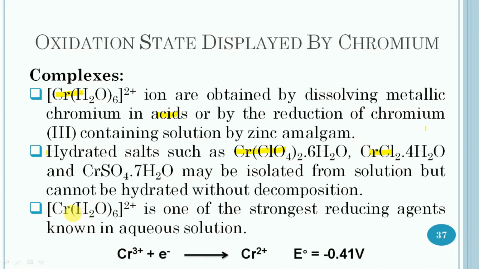The complex of chromium with 6 ligands is one of the strongest reducing agents known in aqueous solution, and it has an electrode potential equal to minus 0.41 volt. The acidic solution of chromium 2 compound slowly liberates hydrogen from water, and chromium 2 compounds undergo oxidation by atmospheric oxygen to chromium 3 plus ion. So it is all about the complexes.